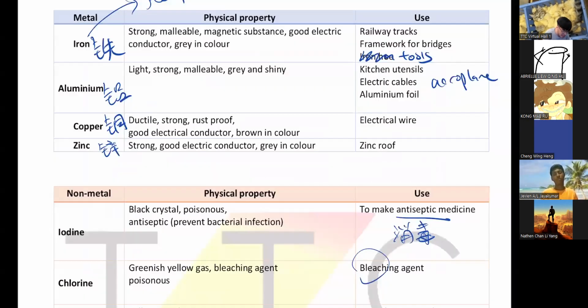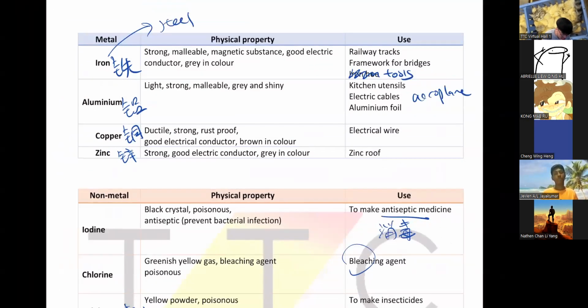Next, zinc. What is zinc? Usually we use it for our zinc roof. Zinc we use to coat iron. What does it mean? Have you heard of galvanized steel?